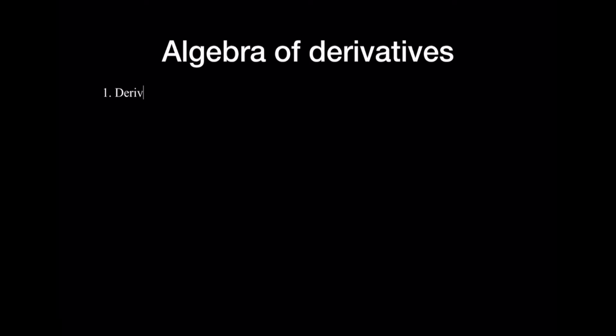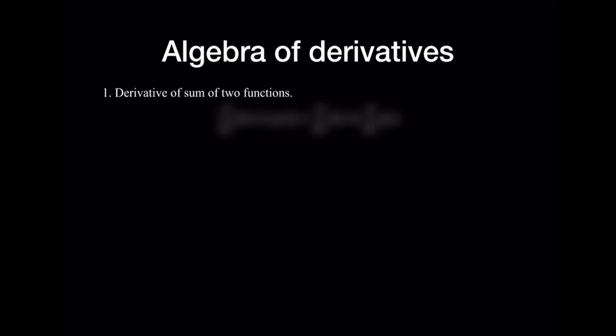So the first rule says that the derivative of the sum or difference of two functions, d upon dx of f of x plus or minus g of x, can be written as d by dx of f of x plus or minus d by dx of g of x. So in simple words, the derivative of the sum or difference of two functions can be written simply as the sum or difference of the derivatives of the two functions. I guess it's the same thing, but here it is written out as what I mean.